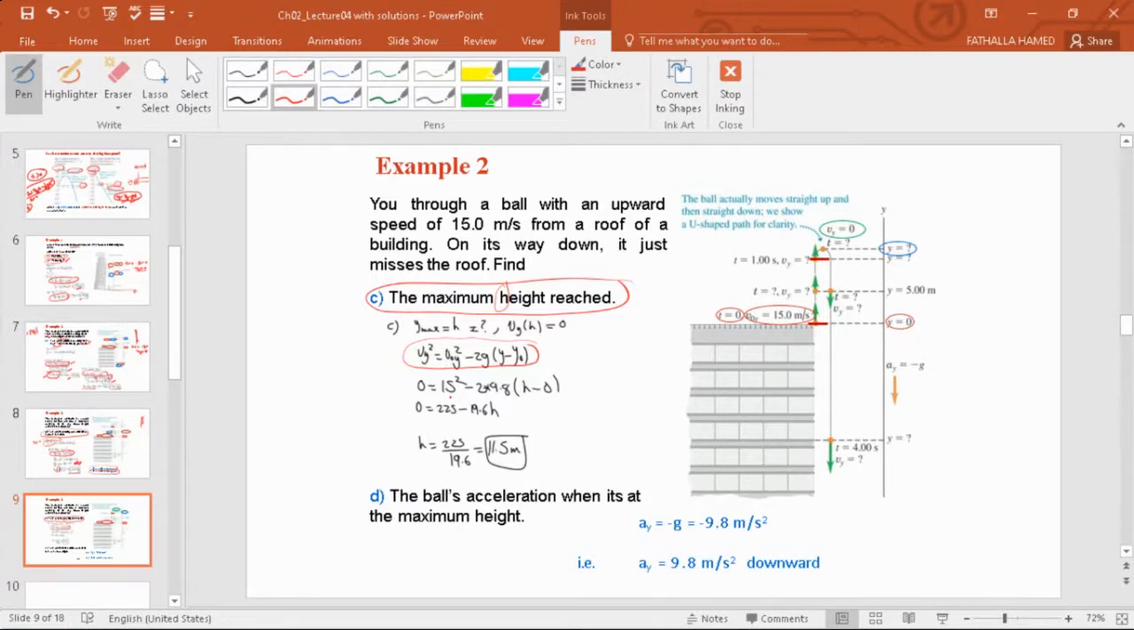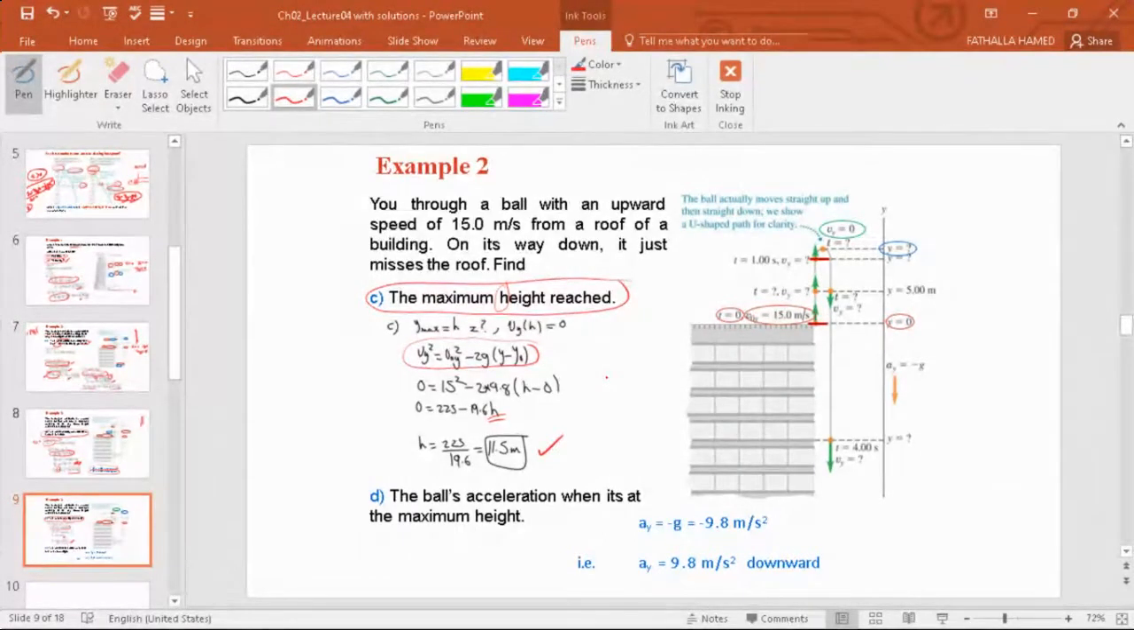And of course, the initial Vy is 15 squared, and y0 is equal to 0. So 15 squared is 225 minus 2 times 9.8, which is 19.6, times h. So you can take this to the other side. So h will equal 225 divided by 19.6, and you get 11.5 meters. So the maximum height that you can achieve here is 11.5 meters.